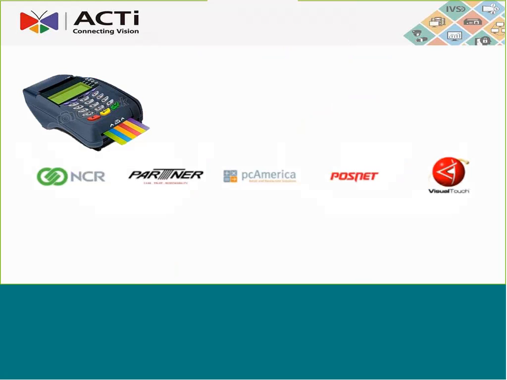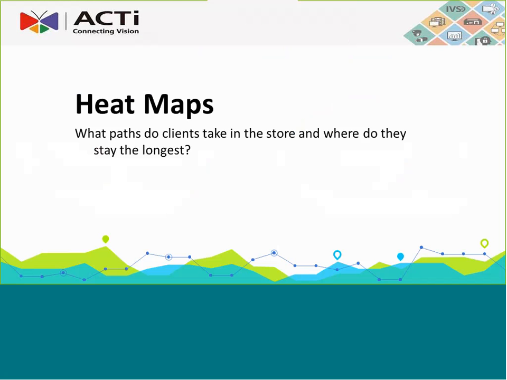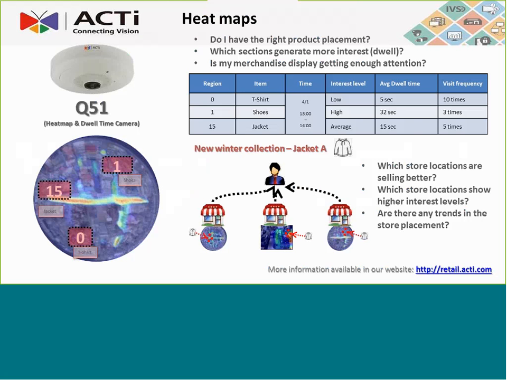So heat map: what path do clients take in store and where do they stay the longest? Basically how the camera works, we have the Q51, is that where the client stays more time, it will be hotter, and where the clients are not there, or go less, it will be a cold area. So this can help you to organize your store better.